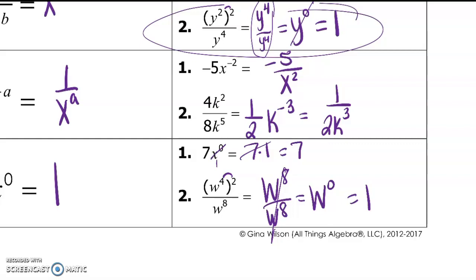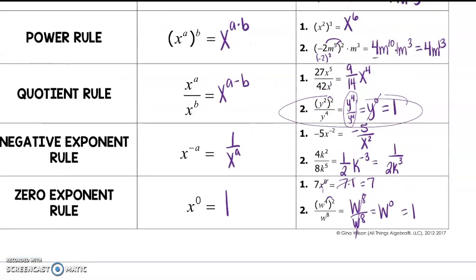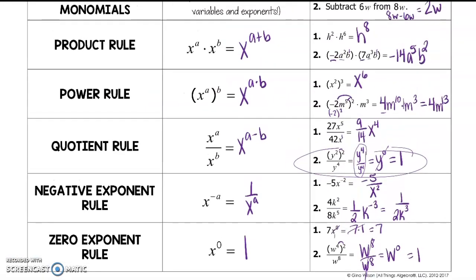So this paper will help you when you study and practice for your quiz.